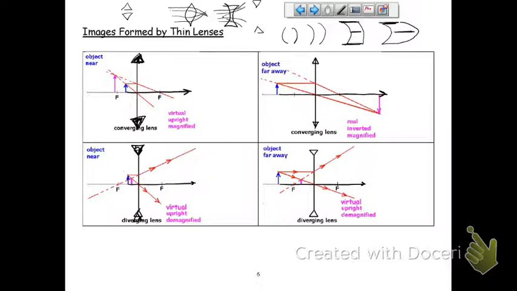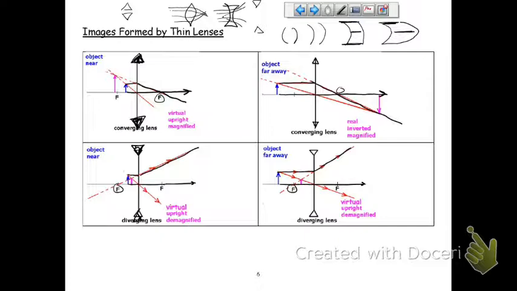I'm going to have a ray that goes from the top of the object parallel to the principal axis, and for converging lenses, that ray will converge through the focal point. For a diverging lens, the ray will diverge from the focal point. So for the converging lens, I'm using that focus, and for the diverging lens, I'm using that focus.